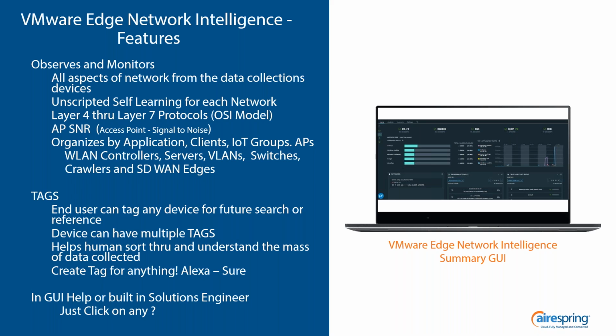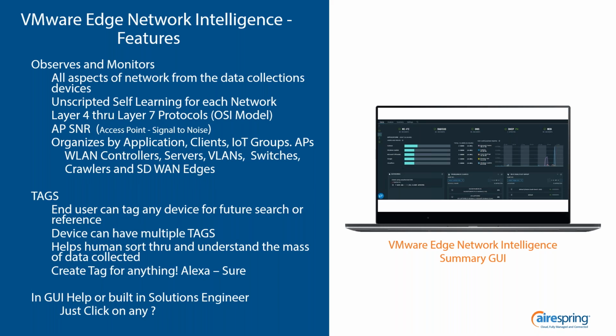Well, in the Edge Network Intelligence GUI, you can click a question mark and it'll tell you what all that means. It's almost like clicking the Wiki page right in there. We're going to see that. As it gathers all this information, stores it, got it, protocol, everything.